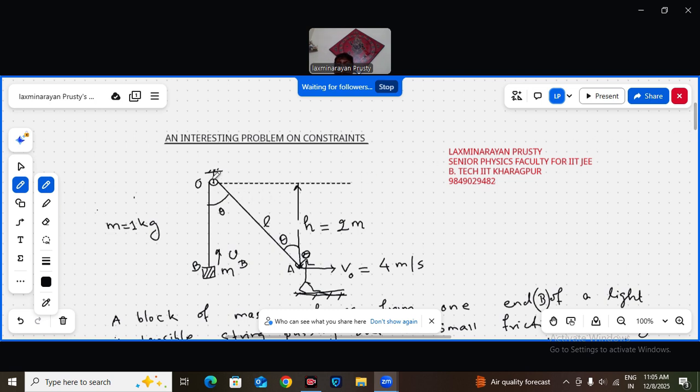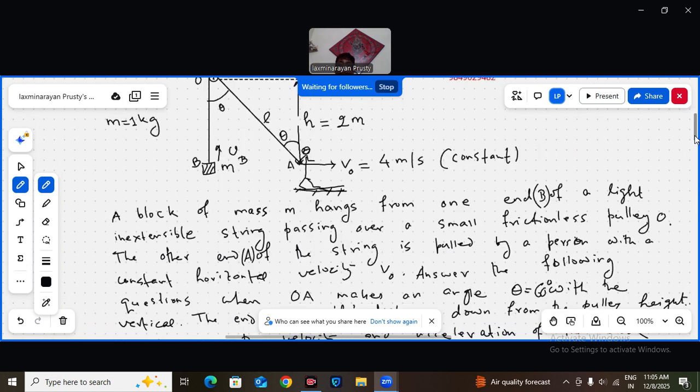You see a massless, inextensible string passing over a frictionless small pulley attached to the roof. At one end of the string, a block of mass m is hanging, at the end B of the string. The other end of the string is pulled horizontally with a constant velocity to the right by a person.